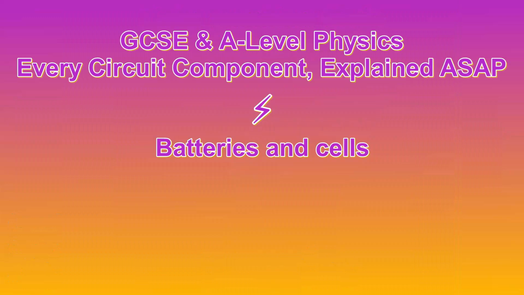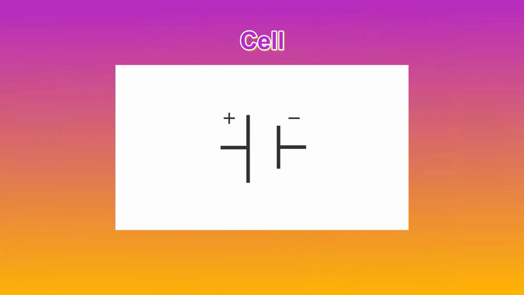Now, let's cover what provides power to all these unique components, the batteries and the cells. Now, a cell has a positive difference from the positive side to the negative side, which powers all components that are connected in between the two sides. The large line indicates the positive side, and the smaller line indicates the negative side.